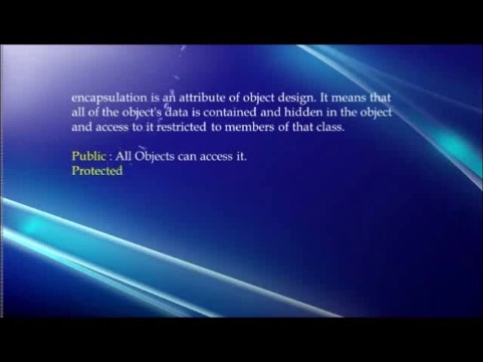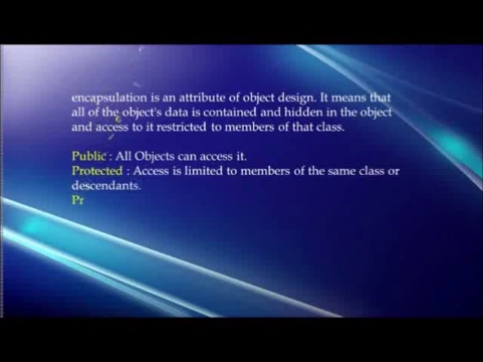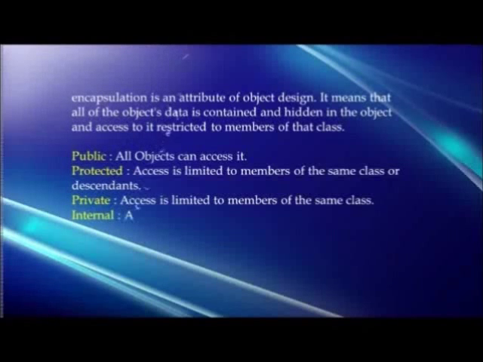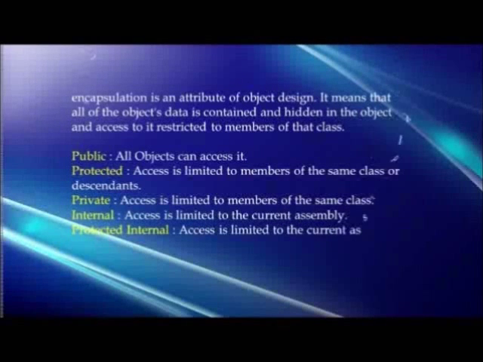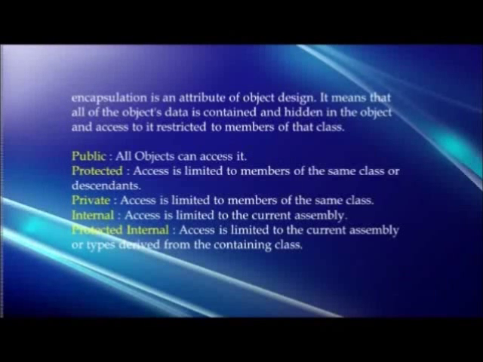Public. All objects can access it. Protected. Access is limited to members of the same class or descendants. Private. Access is limited to members of the same class. Internal. Access is limited to the current assembly. Protected internal. Access is limited to the current assembly or types derived from the containing class.